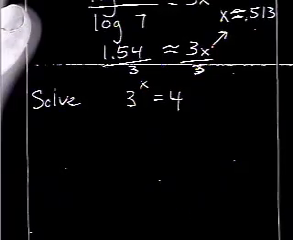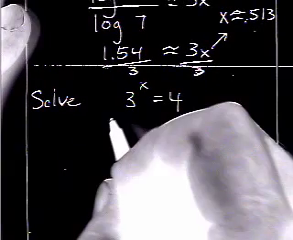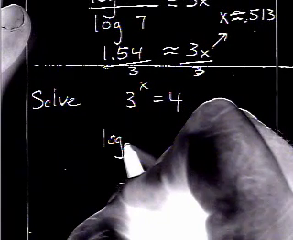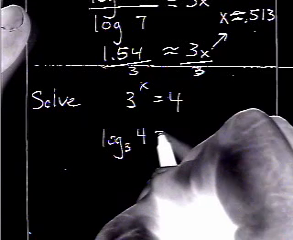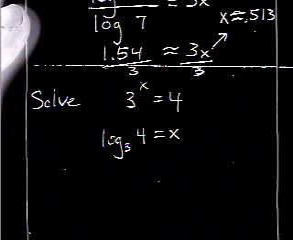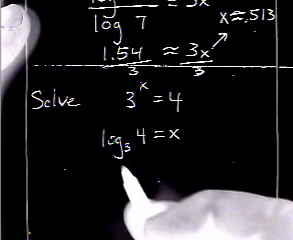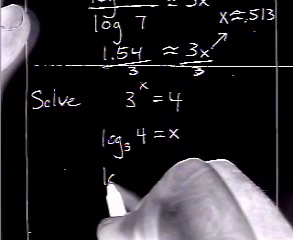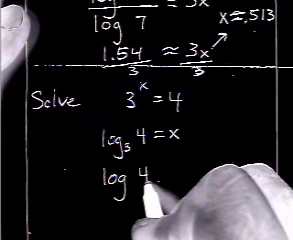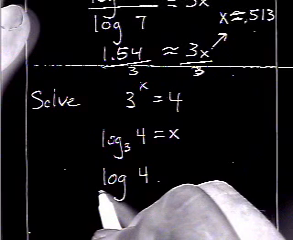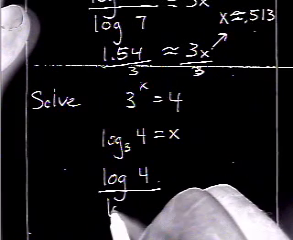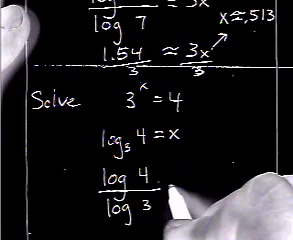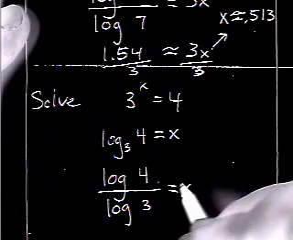Okay, try again. Change it to its log form. Log base 3 of 4 equals x. My calculator won't do base 3, so I change it to base 10, log of the argument over log of the old base.